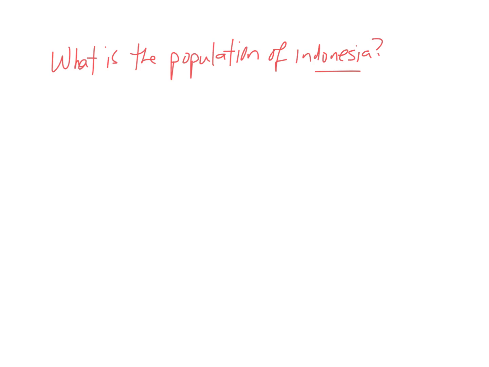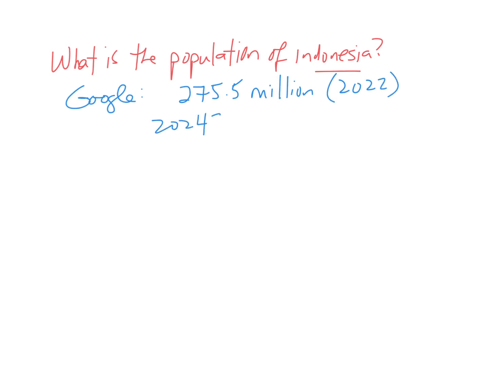If you look it up, if you Google it, Google is going to tell you that, well, we don't really have a super accurate number for 2024, but it tells you something like there were 275.5 million people there last time we checked. Last time they tried to run a census and count, which was 2022. So how much do you think is there in 2024? Well, see, now we're estimating. We don't know exactly, right?